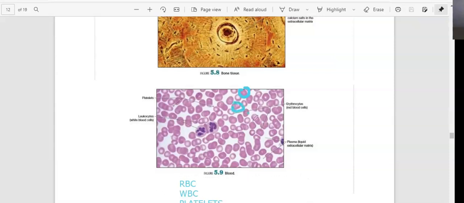So this one right here, those are the red blood cells. So that's this. But in addition to that, we also have white blood cells, which are these big ones right there.